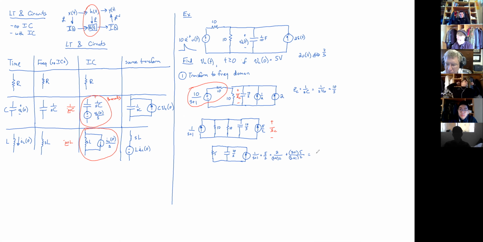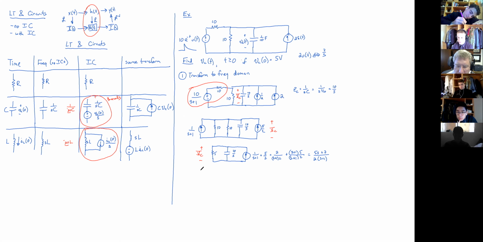And so now we can add them up because the denominators are the same. And that gives us 5s plus 5 plus 2 is plus 7, all over 2 times s plus 1. All right. That might not seem any simpler than this, but trust me, because this is a ratio of polynomials, in the future, things will simplify down a lot better. Now, we still want to find this voltage.